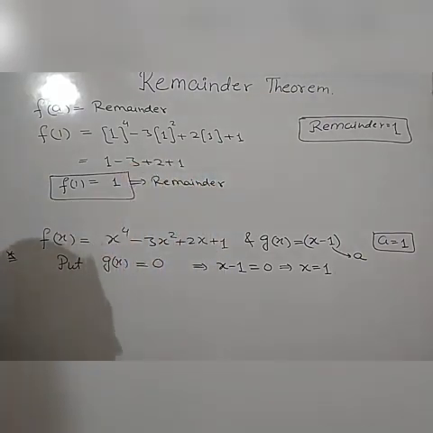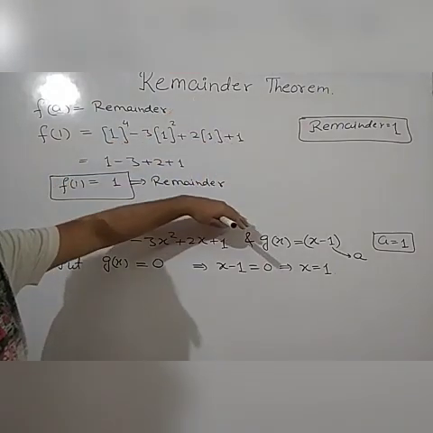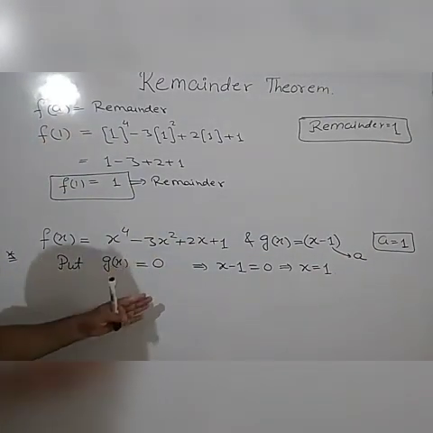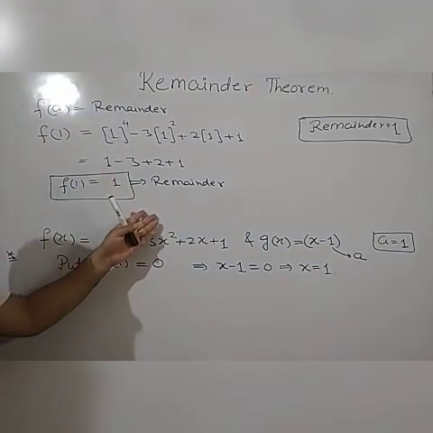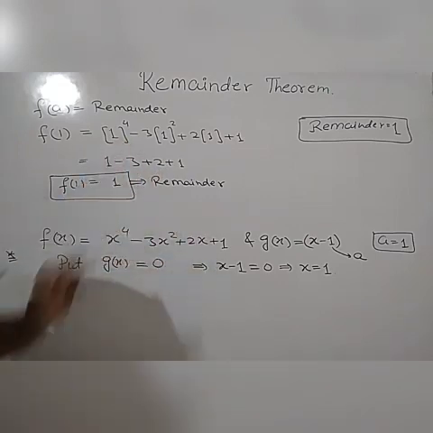So it is so easy. Without doing such long division, we found the remainder, which by long division was also 1. And by this remainder theorem, the remainder is also 1. So in this method, it is more convenient and easier to find the remainder of a polynomial.